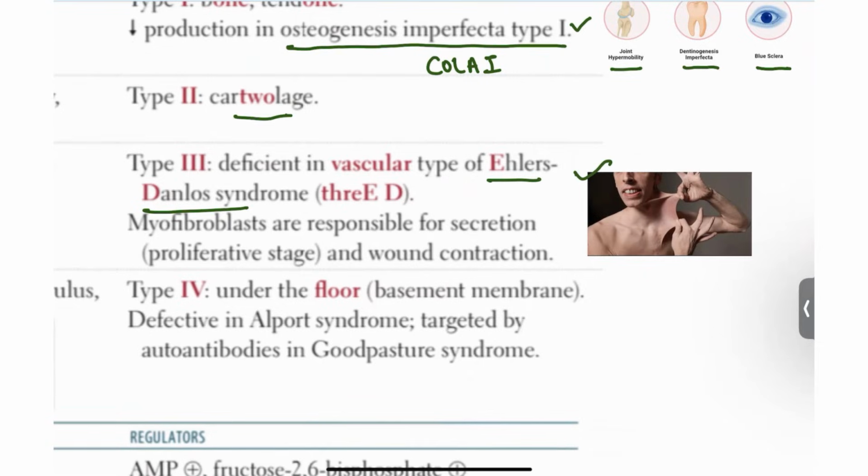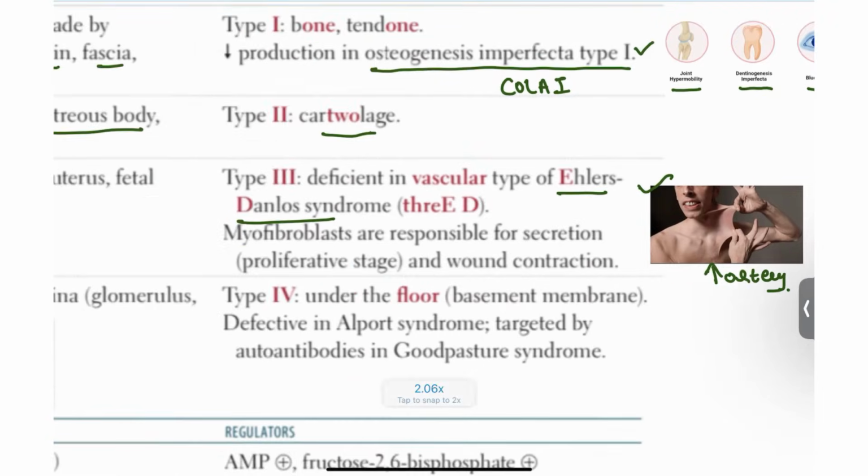So, highly this patient will be having the arteries dysfunction. So, high chance that patient will die by atherosclerosis or aortic dissection, or the patient will be having myocardial rupture. So, this will be seen with Ehlers-Danlos syndrome.